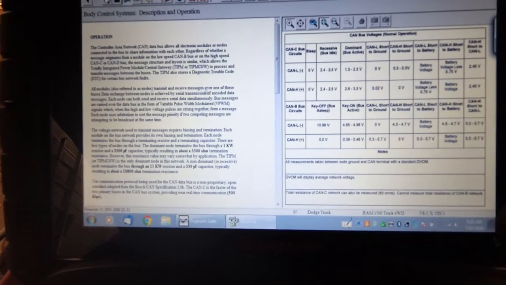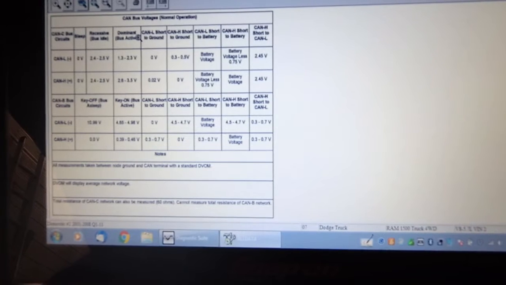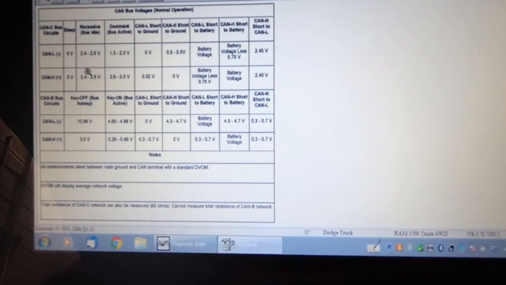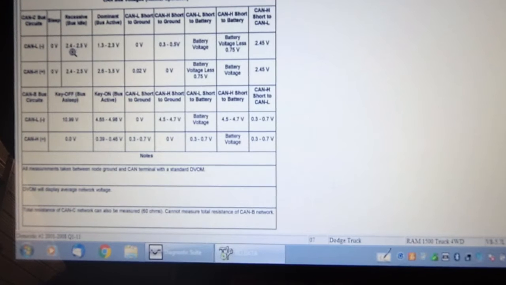So here is a chart that shows you the values that you would see on those circuits. Now they don't use a lab scope, but they're using a voltmeter. CAN C circuits, you can see it. Bus idle is 2.4 to 2.5 volts. And you can see it goes up and down. But the CAN B circuit, look at this.